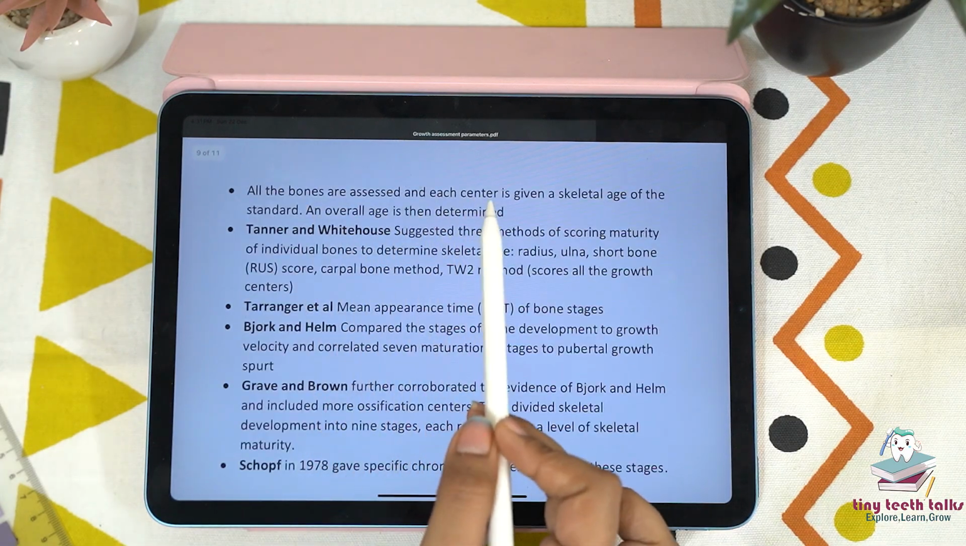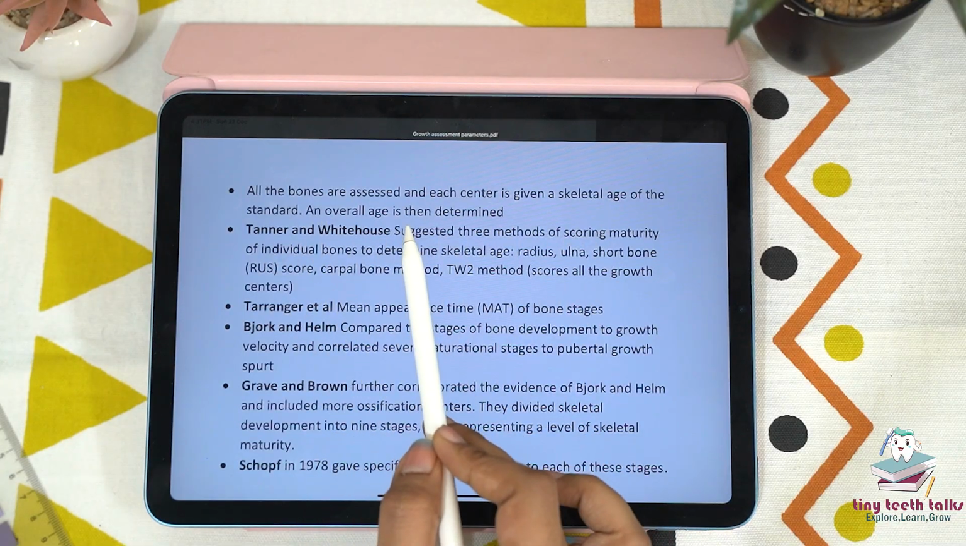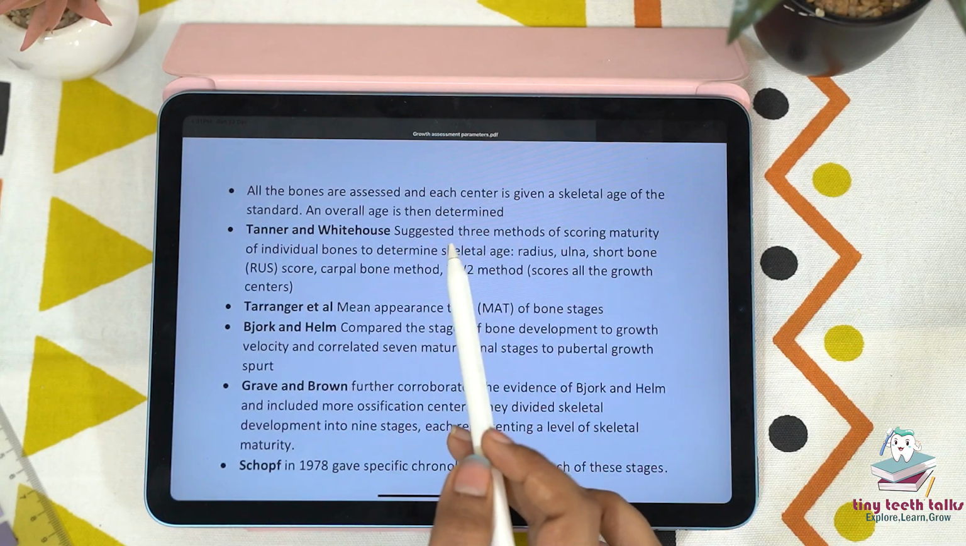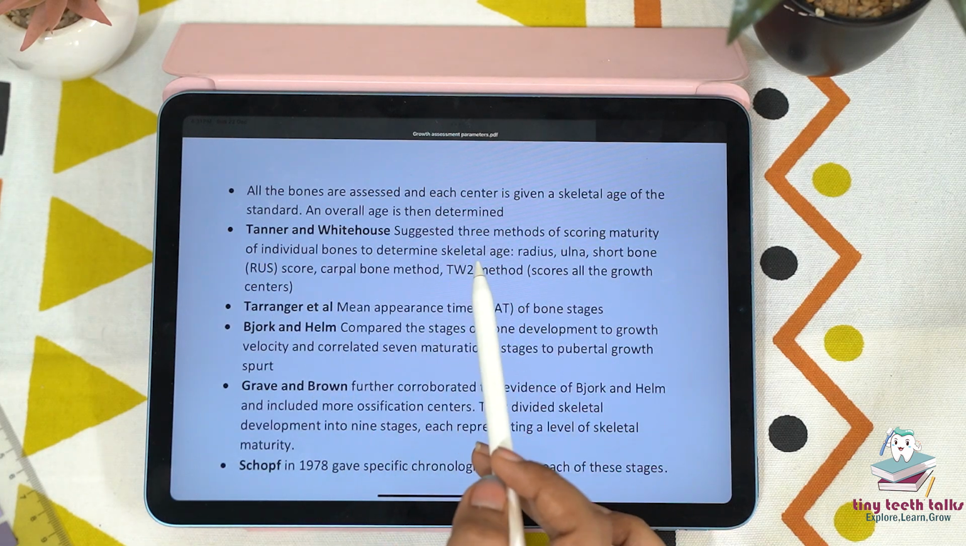All the bones are assessed and each center is given a skeletal age of the standard, and an overall age is then determined. Tanner and Whitehouse suggested three methods of scoring maturity of individual bones to determine skeletal age.